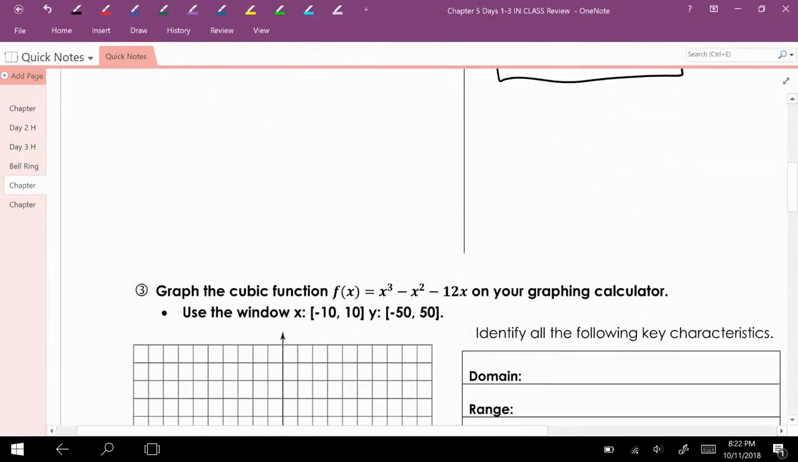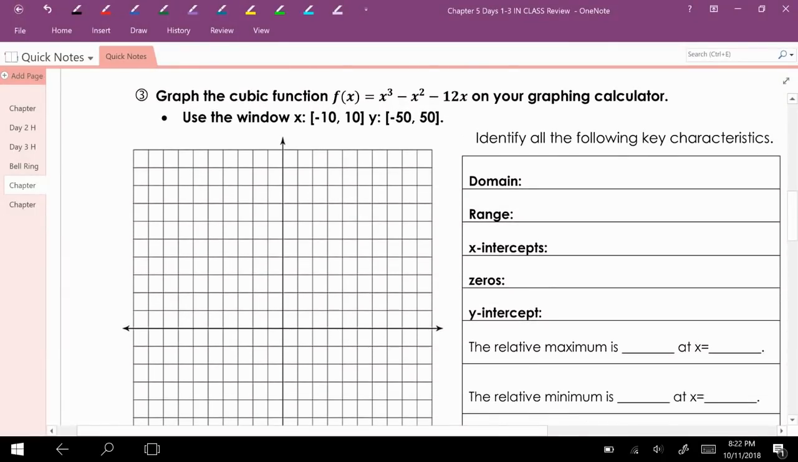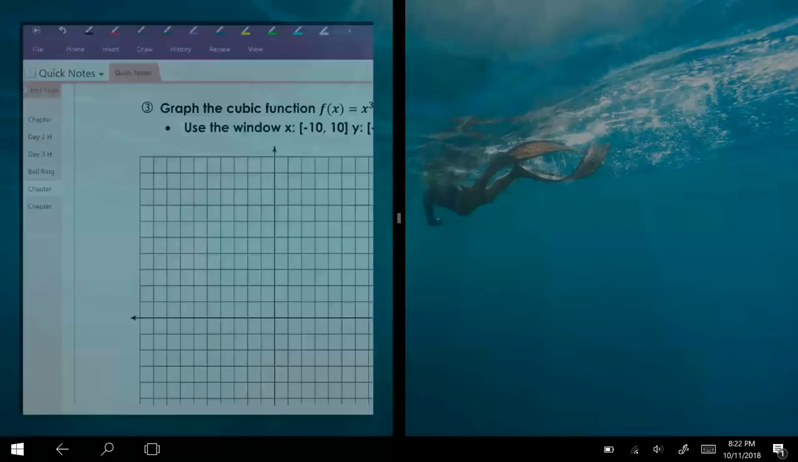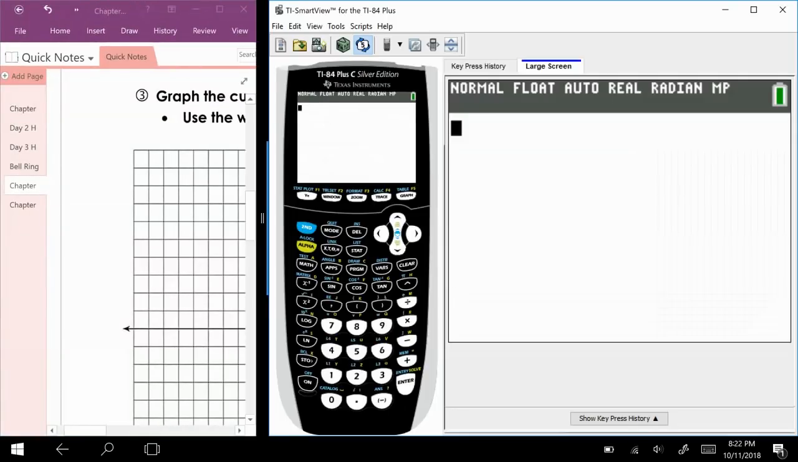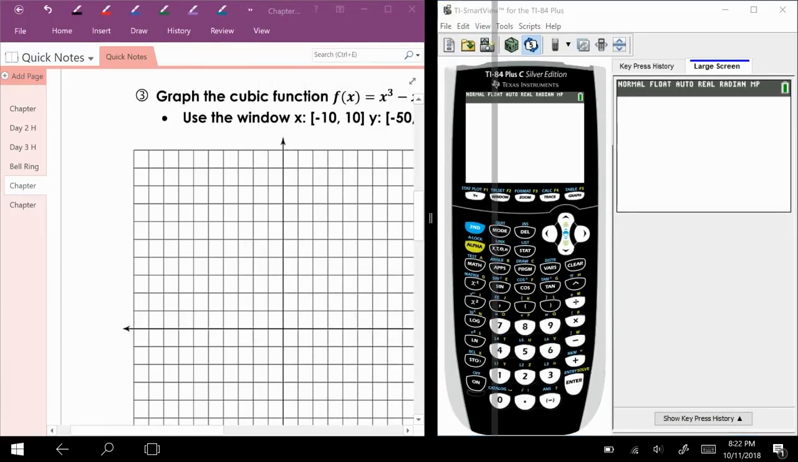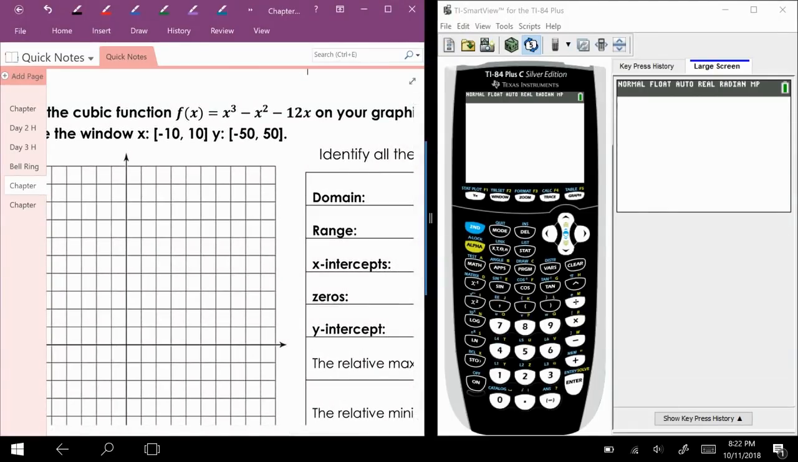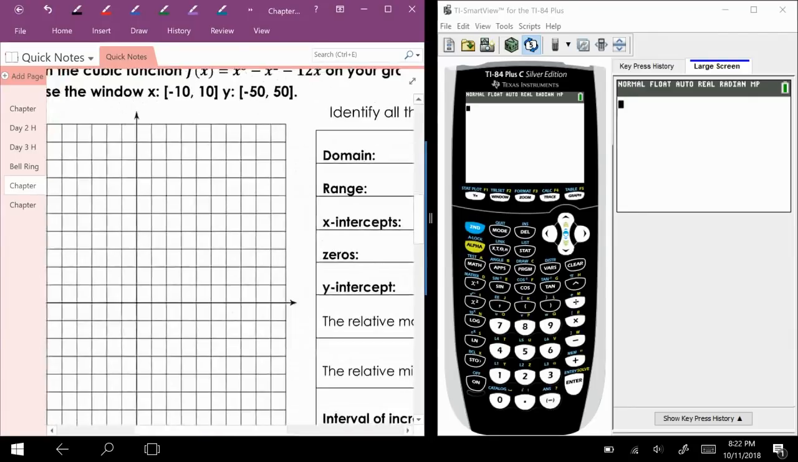Now let's go ahead and continue. And you're going to need your graphing calculator for this, so please get that out. And I would make sure to clear out your y equals here. Let me get my computer set up so that you can see both. Okay, it says graph the cubic function x cubed minus x squared minus 12x on your graphing calculator.